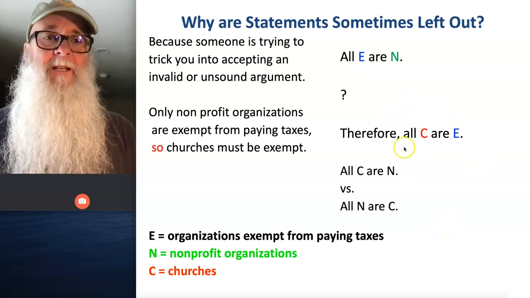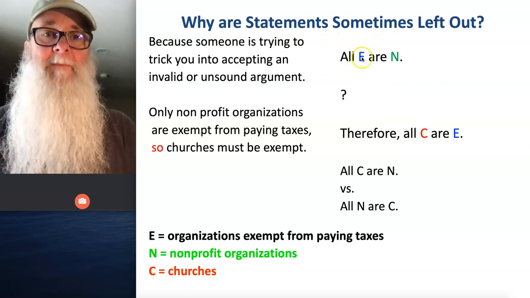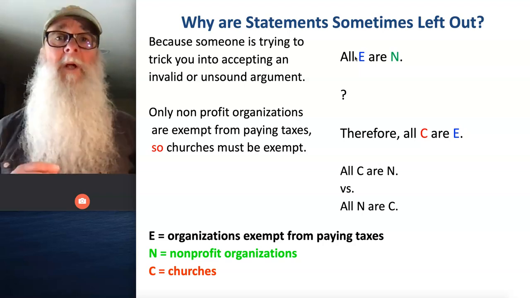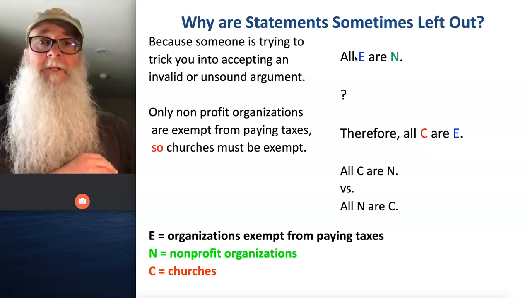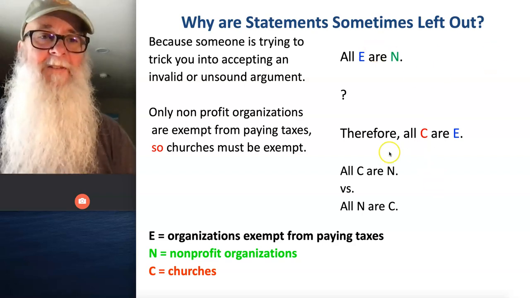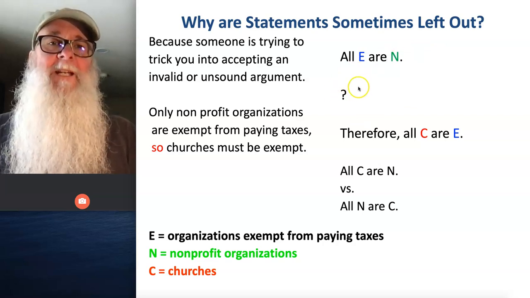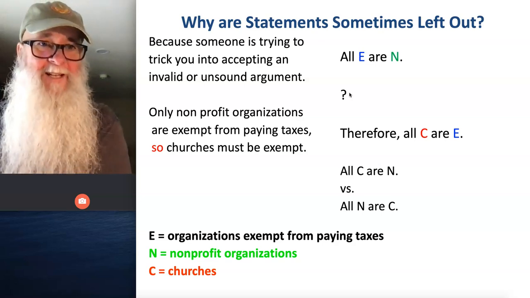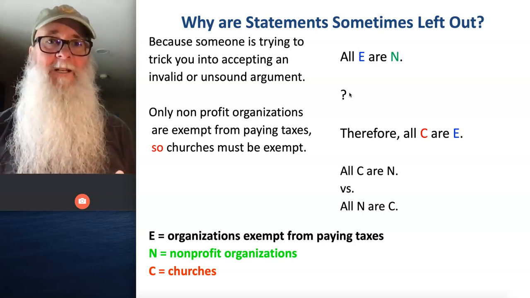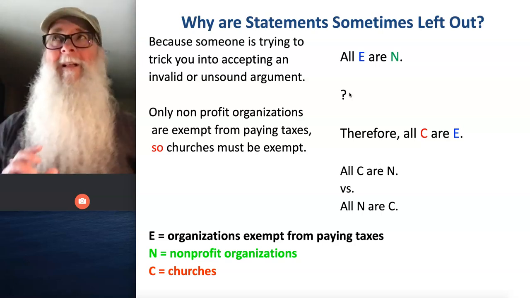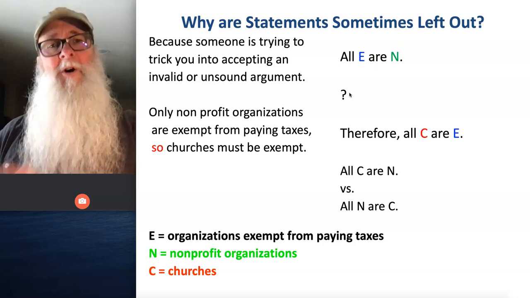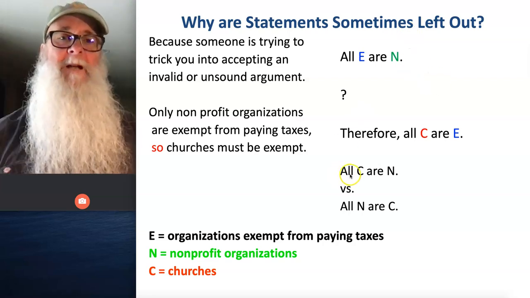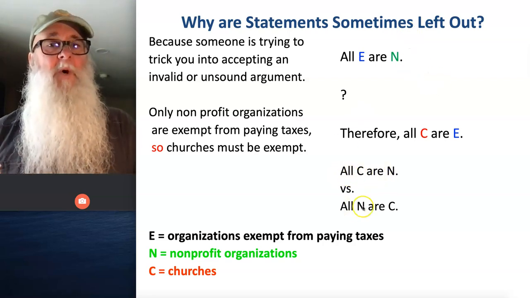Now, there are two possibilities here. Because my conclusion statement is an all statement and my one premise is an all statement, I know that the missing statement also has to be an all statement. Rule number 4 says that if you have a negative conclusion, you also have to have a negative premise. But I don't have a negative conclusion, so I can't have a negative premise. I also know that none of the valid argument forms that have an all statement as their conclusion has any some statement as a premise. So my missing premise statement is either all C are N or all N are C.